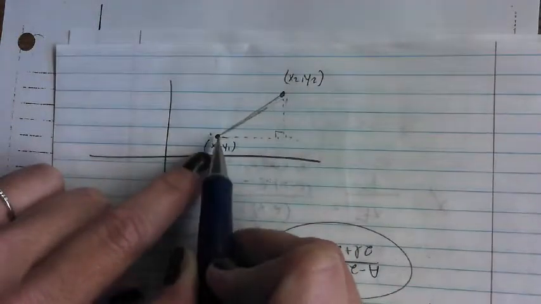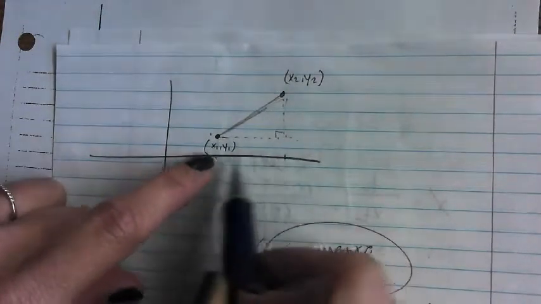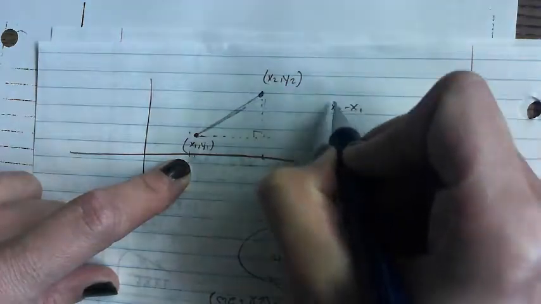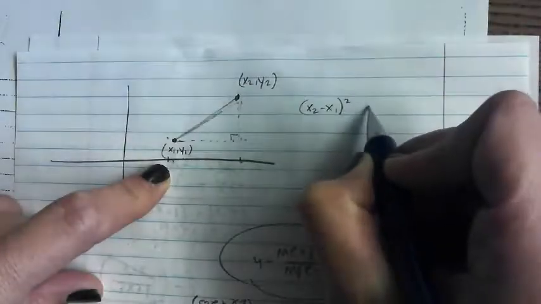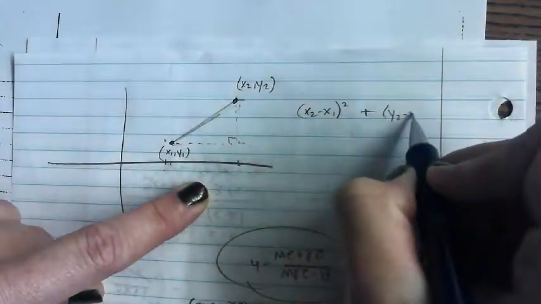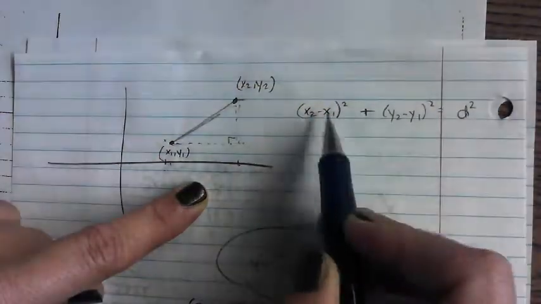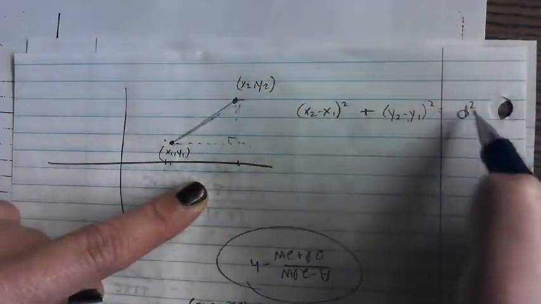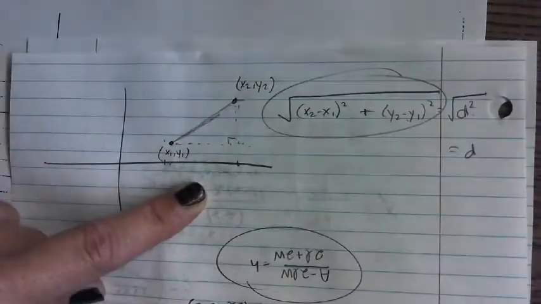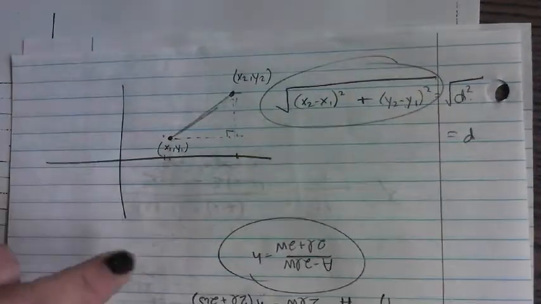Pythagorean theorem. This length is going to be figured out by taking the difference between your x coordinates. Here's x1, here's x2. So that length is x2 minus x1. So that squared plus your other leg squared, which is going to be y2 minus y1, equals your distance squared, your hypotenuse squared. So a squared plus b squared equals c squared. And if you're solving for d, you're taking the square root of both sides. So d equals, and there it is. You've probably seen that before.